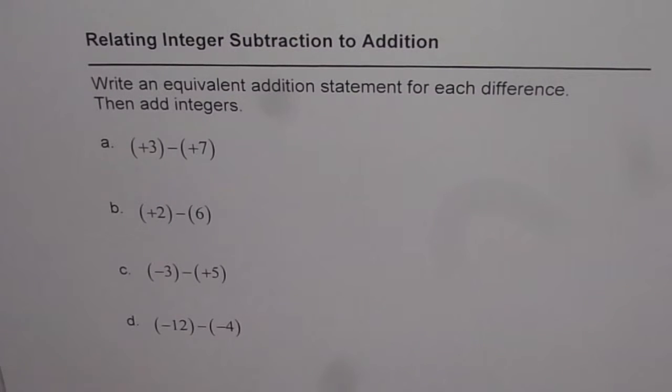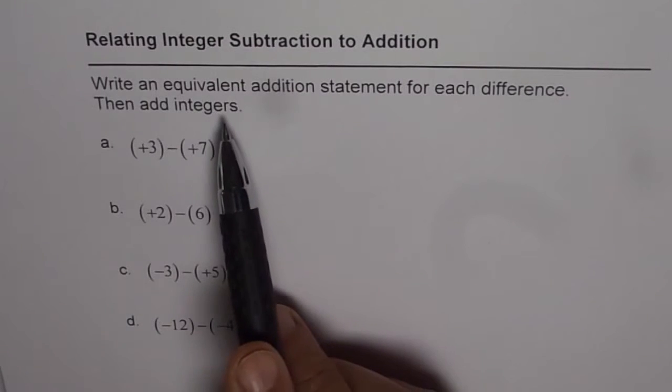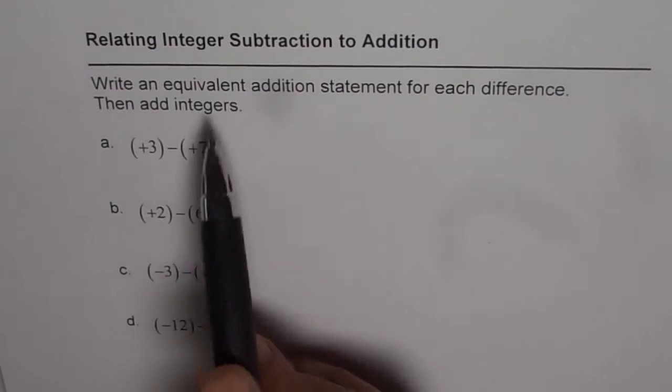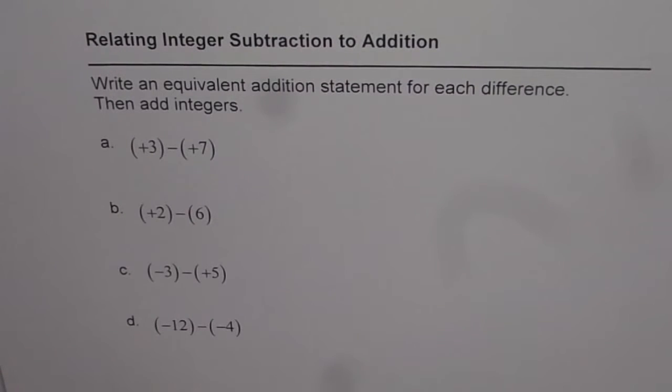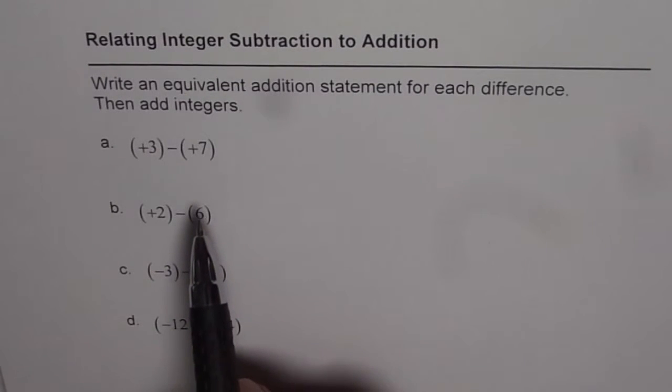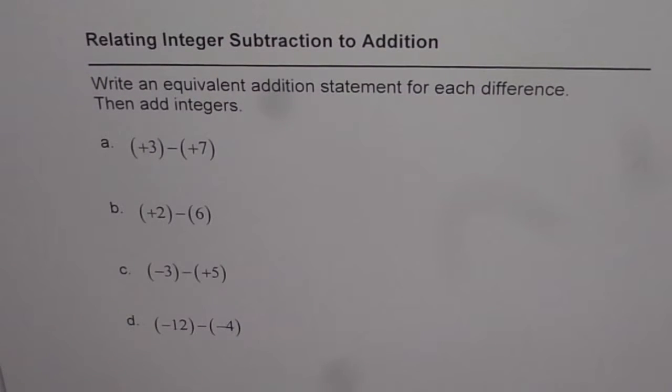Let's go through the question. Write an equivalent addition statement for each difference, then add integers. Well, normally this is what you should do. So whenever you have to subtract integers, write the statement as an addition statement for the integers and then add.